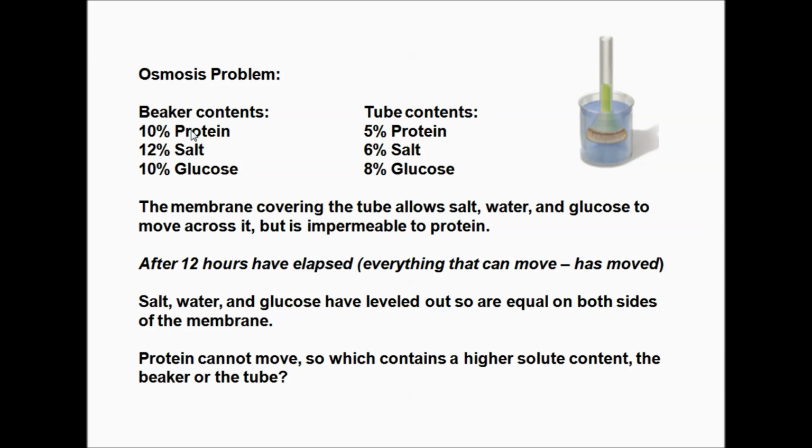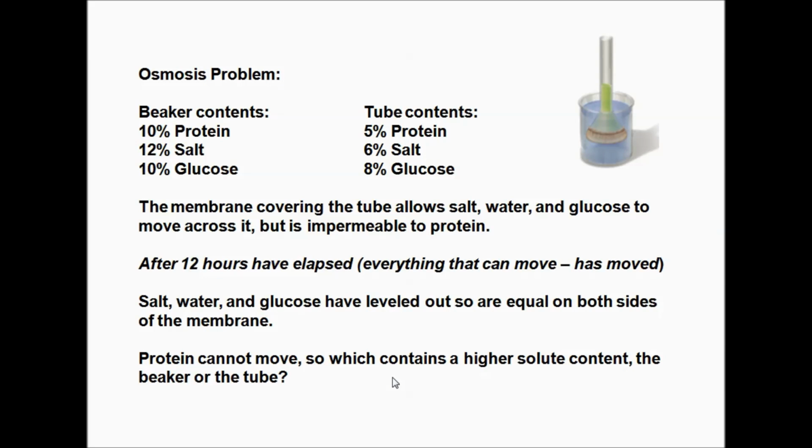Let's say the beaker contains 10% protein, 12% salt, 10% glucose. The tube contains 5% protein, 6% salt, and 8% glucose. So the difference in here is this membrane allows salt, water, and glucose to move across, but protein cannot. So what's going to happen? All of those, salt, glucose, and water, are going to even out on both sides after 12 hours. But the protein can't move.